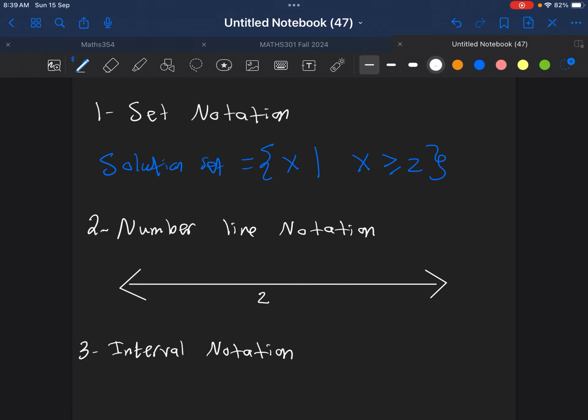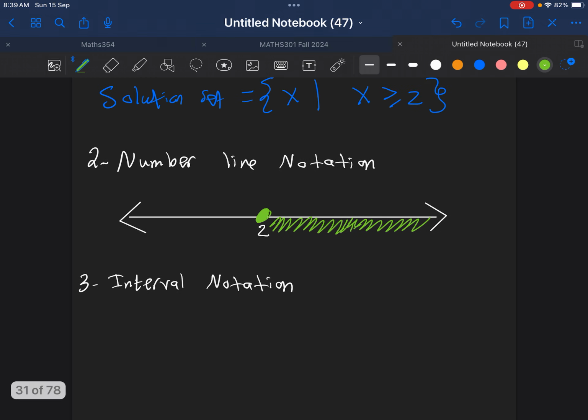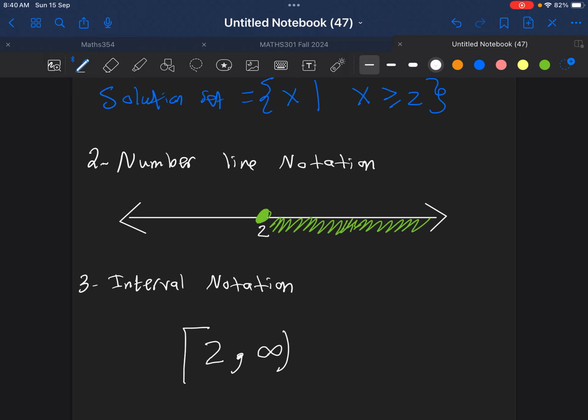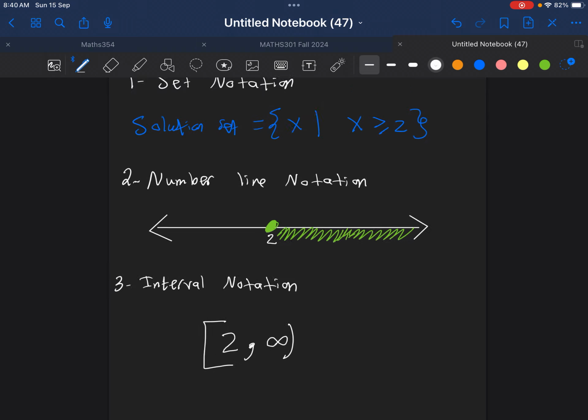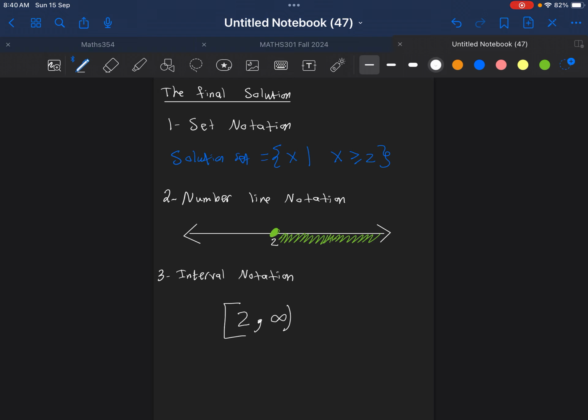Numbers greater than 2 are to the right, so I will shade in this area. And exactly at 2, I will make a big shade like this because 2 is included, because I have this greater than or equal. And finally, as an interval notation, if you look at my shading, I start at 2 and end up at infinity. Infinity, of course, should be open, and at 2, it should be closed. So this will be my final answer for this question.